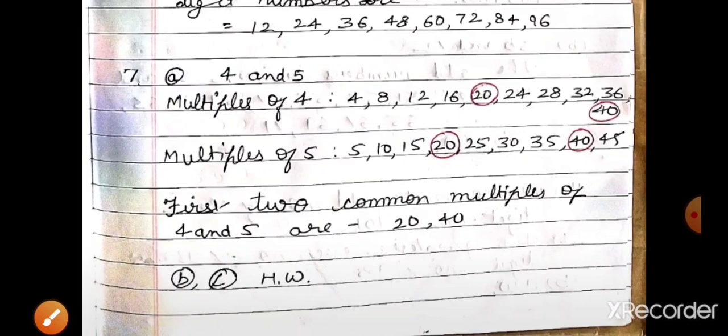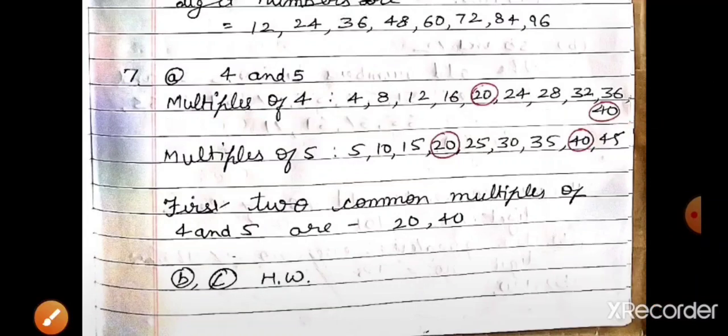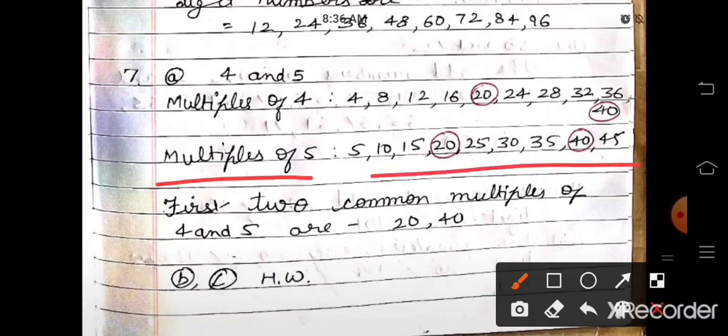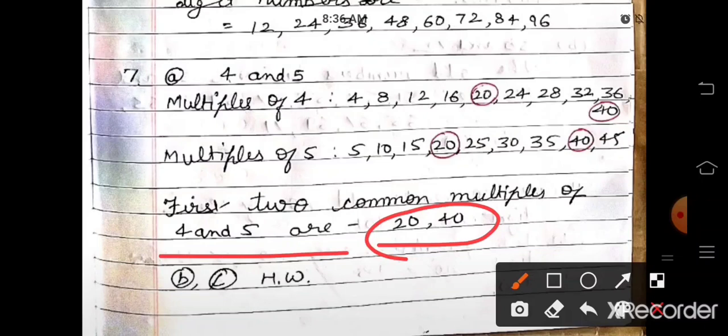Okay, now question number 7. Write the first 2 common multiples of 4 and 5. Okay, so first write the multiples of 4 like this. Then multiples of 5 like this. Write the table of 4 and 5. Okay, so the first 2 common multiples of 4 and 5 are, so check the common ones, 20 and 40. So 20 and 40 are the first 2 common multiples of 4 and 5.